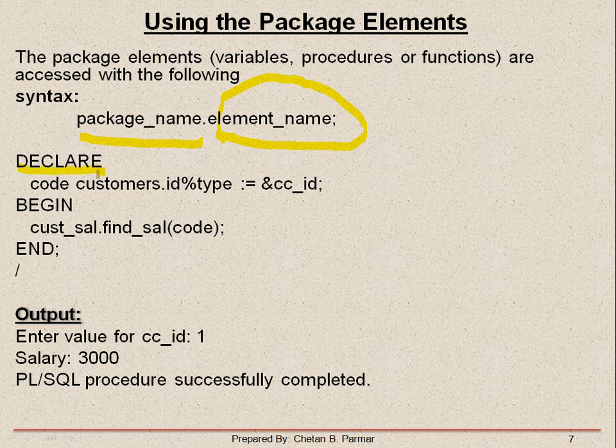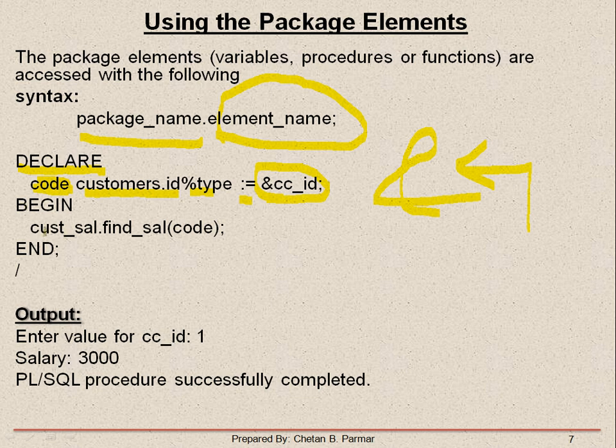So declare, then code is our variable name, type customer.id%type := &c_id. Here the ampersand sign means that we take input from the user. So whatever value the user inputs, that value will be entered into this code variable, which is actually this customer ID, and that customer ID's salary we will find using the package.